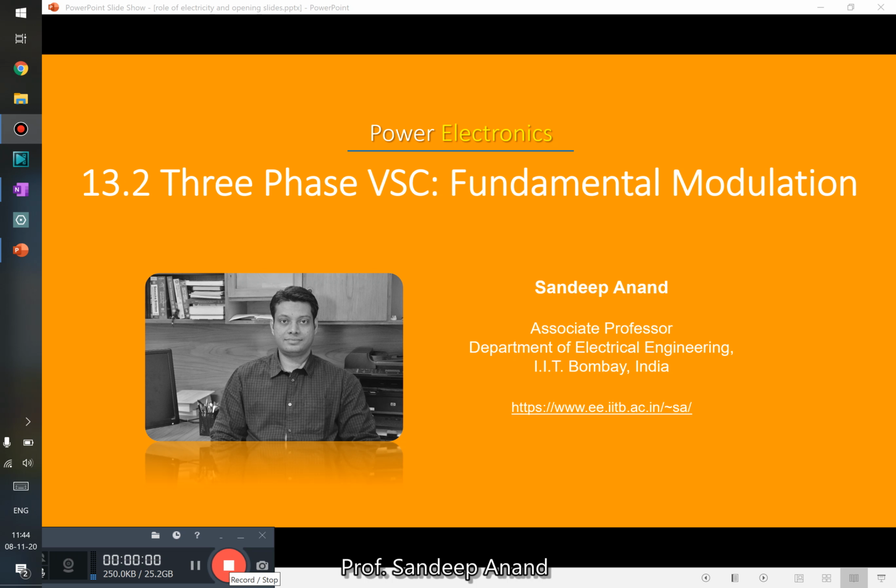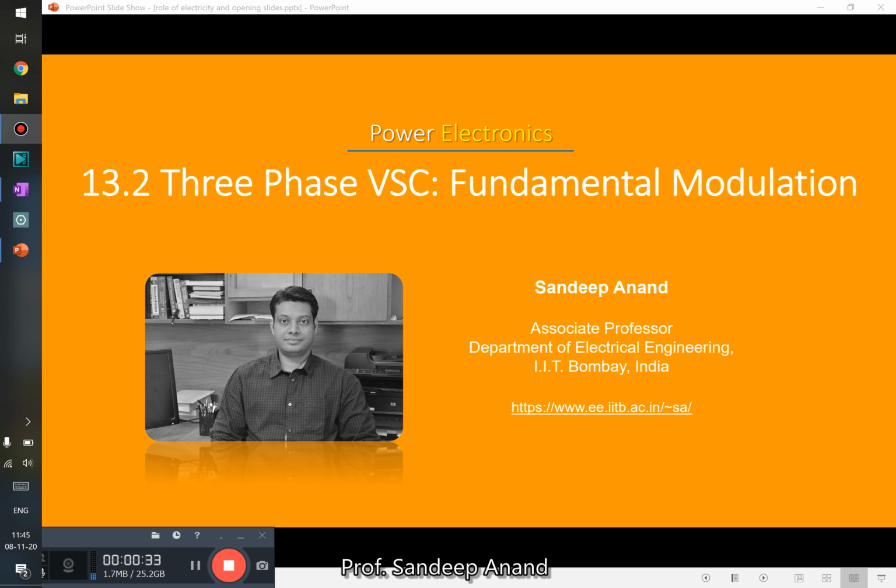Alright, so now let's talk about the most basic technique for modulation, which is fundamental modulation, right? As we saw in single phase voltage source converters, fundamental modulation essentially implies that there's only going to be one switch switching only once on each power cycle. And by switching, I mean on to off and then off to on, right? So both transitions happening.